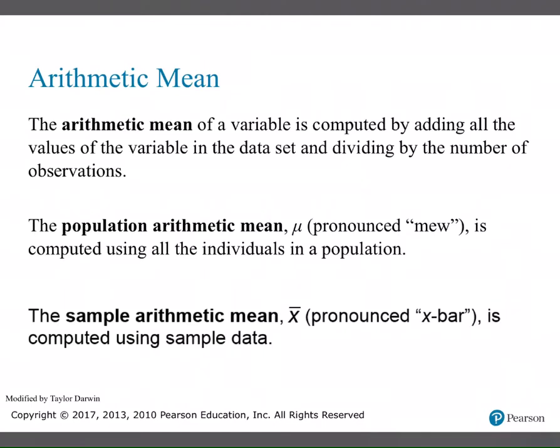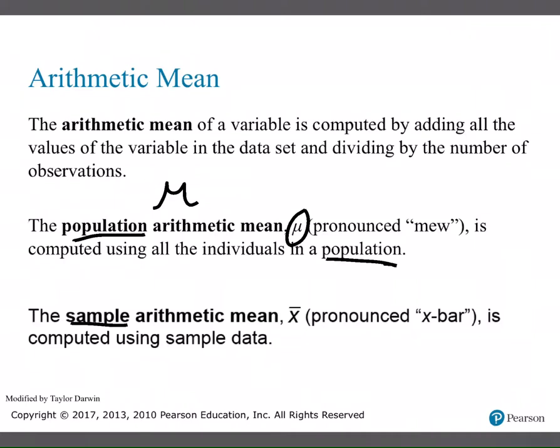We've got arithmetic mean, and it basically is found by adding up all the values in your data set and dividing by the number of observations. There are two types that we talk about: population mean, which is denoted by this symbol, mu. My mu looks like that. So if you see that, that's what it means. And you talk about that when it represents the mean of a population.